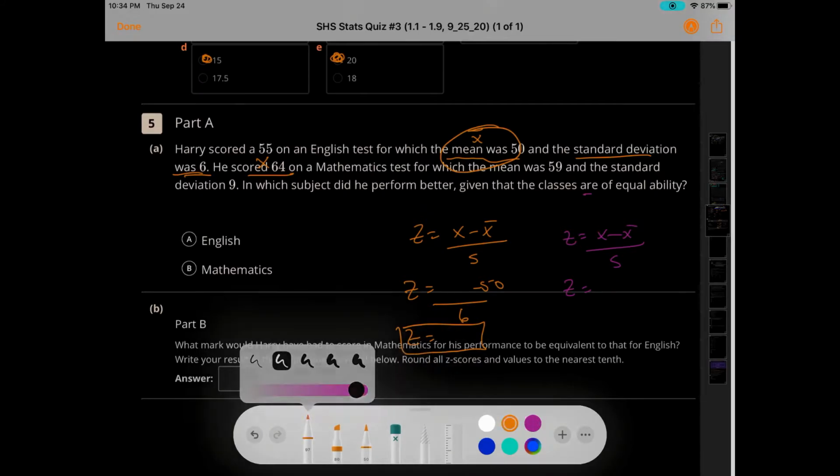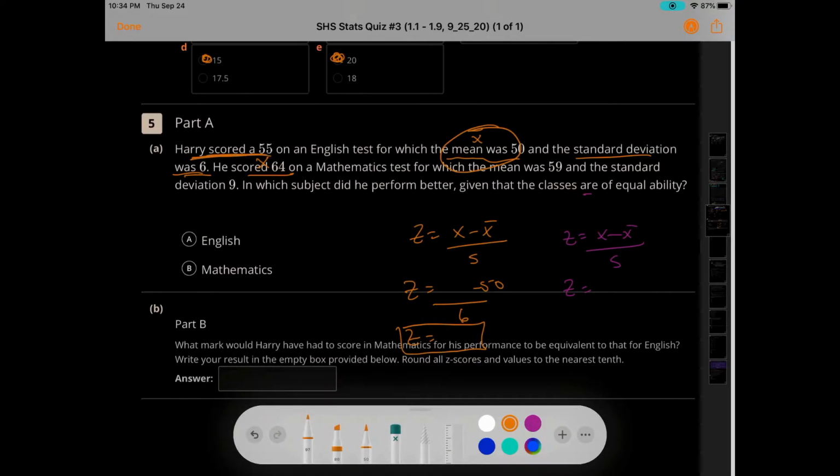So let's try that again. Harry scored 55. So 55 minus 50 divided by 6. Okay, this gives me a z-score of 0.833. Remember, what does that mean? If you have the center, mean, and median are here, a positive z-score is actually going in this direction. So he's actually above the average. That was English.